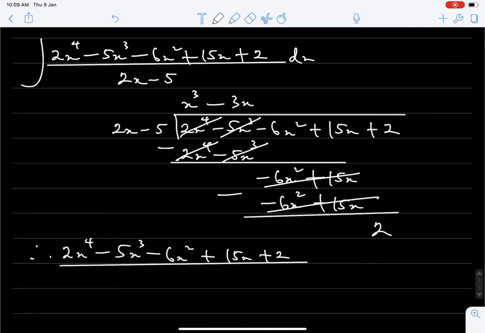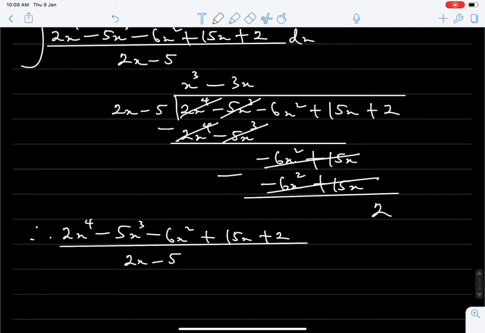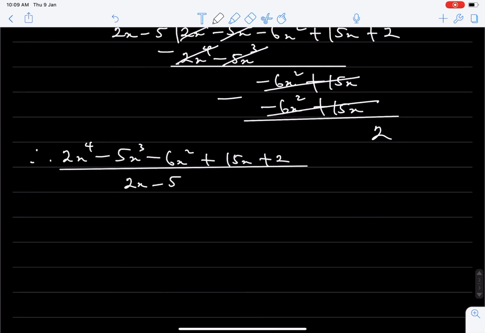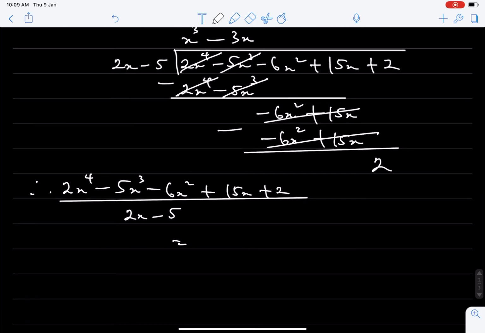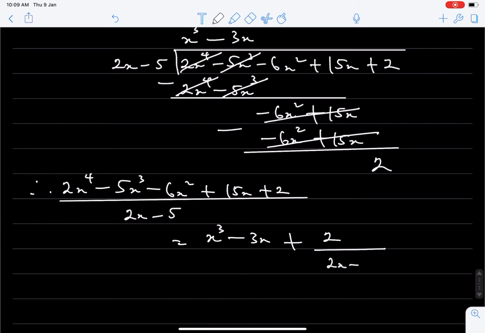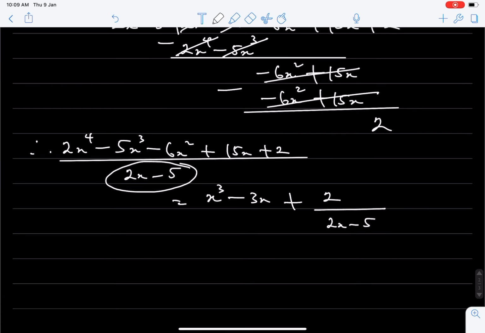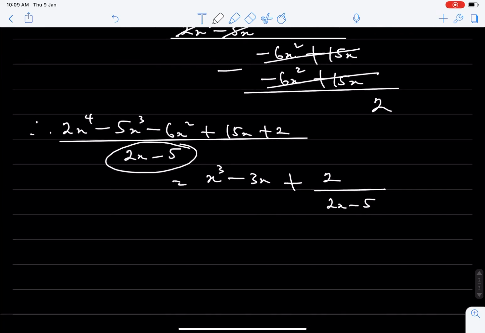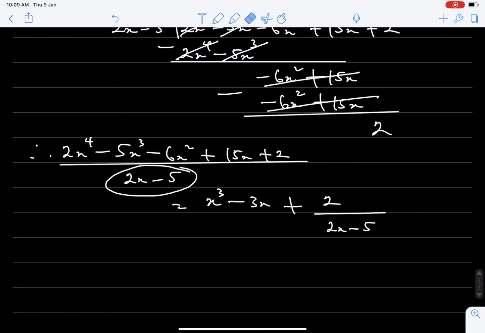divided by 2x minus 5 is the same as x cubed minus 3x plus 2 over 2x minus 5. We can see here that 2x minus 5 is not a factor of 2x raised to the power 4 minus 5x cubed minus 6x squared plus 15x plus 2. That's why we have that fraction split into partial fractions.